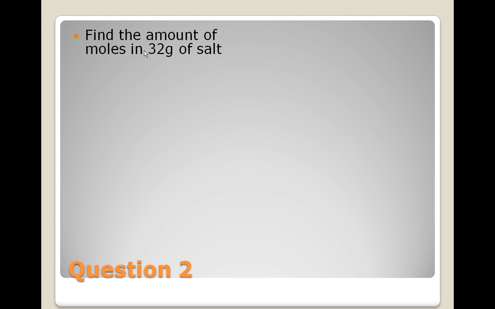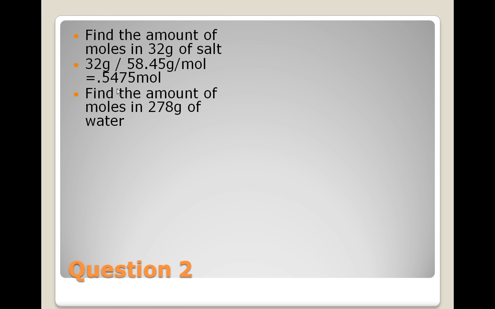First, you find the amount of moles in 32 grams of salt, which they give you. So 32 grams times the molar mass of salt, which is 58.45, gives you 0.5475 moles. So hold on to the number.